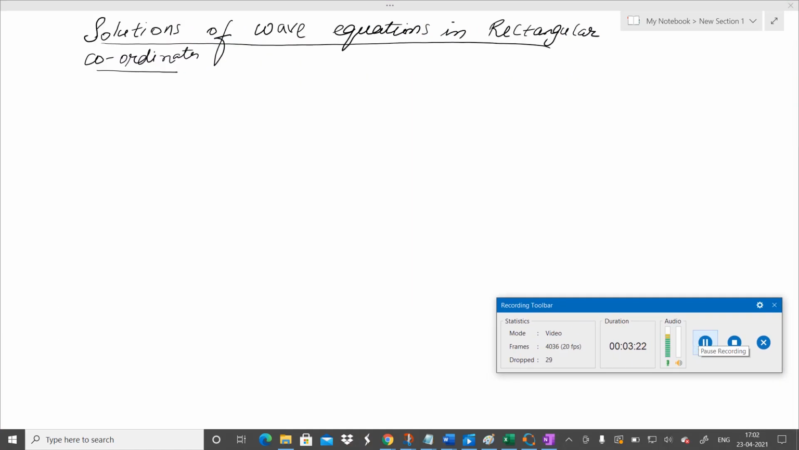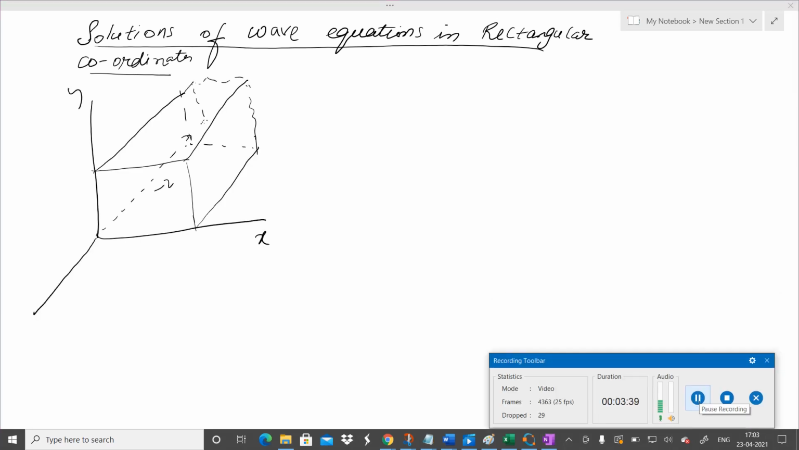Now to start with, we will start with a rectangular waveguide because of its simplicity, and definitely for rectangular waveguides we will use a rectangular coordinate system, quite obviously. So here, I will draw this. This is the y, this is the x, and the z axis.